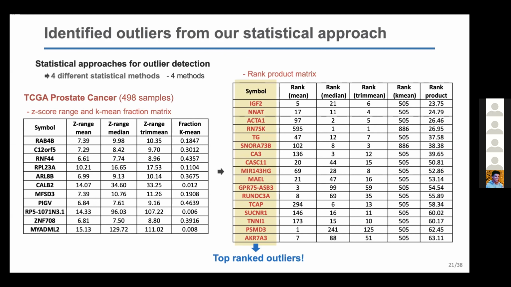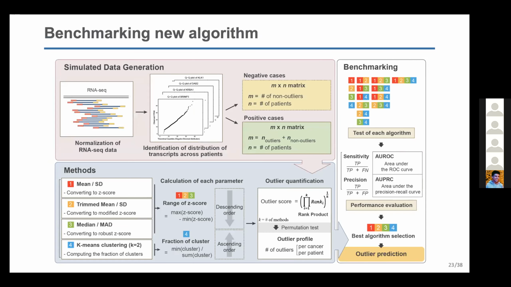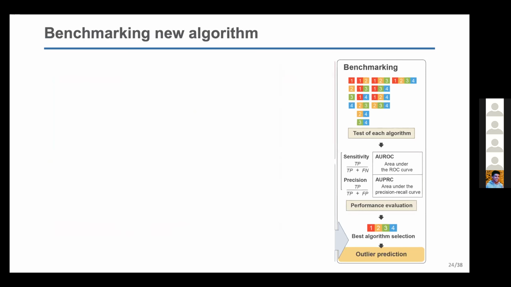And I wanted to double check that I really found the genes I'm looking for. So these are the top 4 ranked outliers. And you can see, it's hard to see the bar, but most patients have almost no expression, and only a very small subset of patients has really, really extreme expression, which means my method detects the outliers properly. So the last part is a benchmarking part, which I'm working on right now.